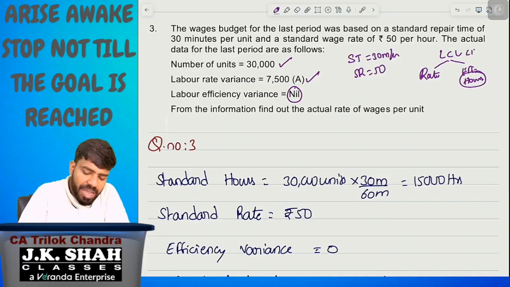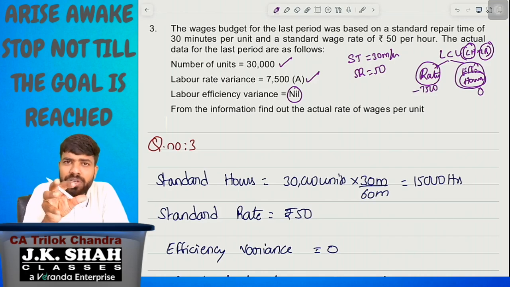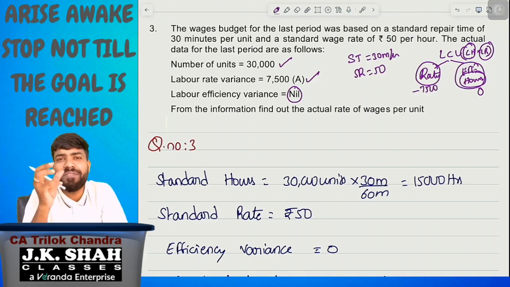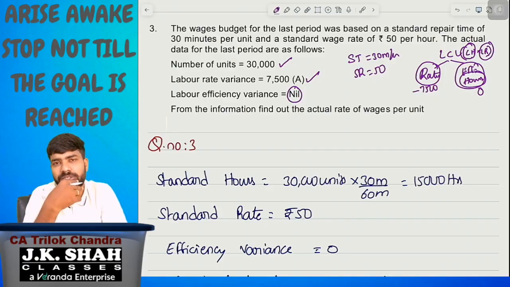Labor cost is labor hours into labor rate. We should know how much is because of rate and how much because of hours. Rate variance is negative 7,500, whereas efficiency variance is 0. What is the meaning of that? If the efficiency variance is 0, then standard hours equal actual hours.